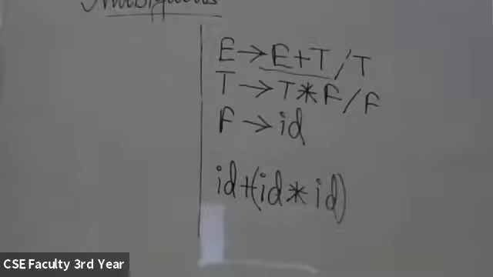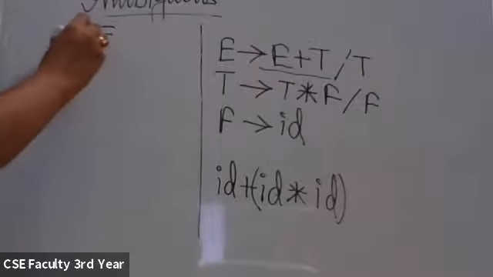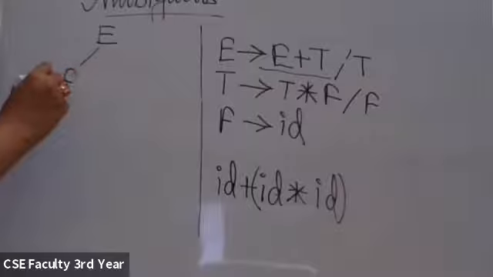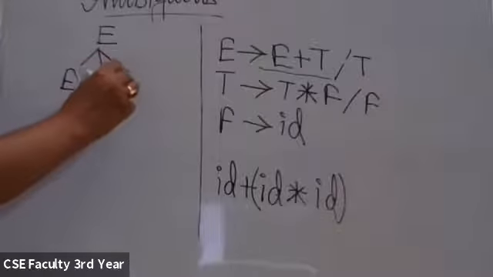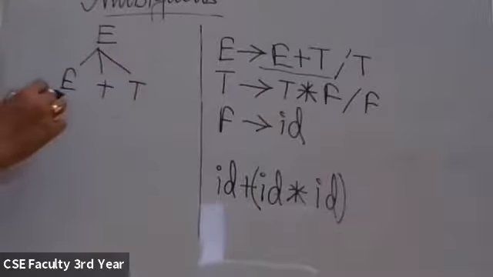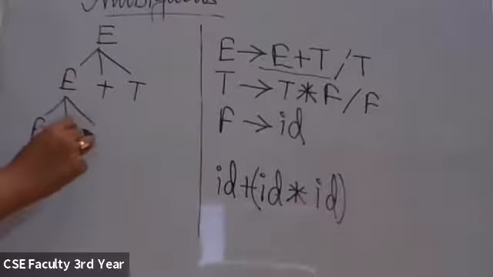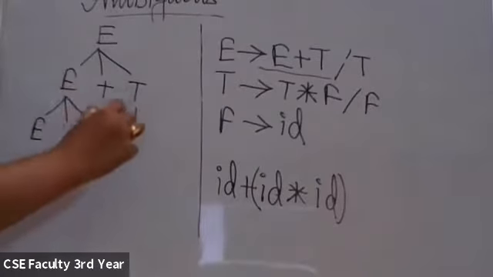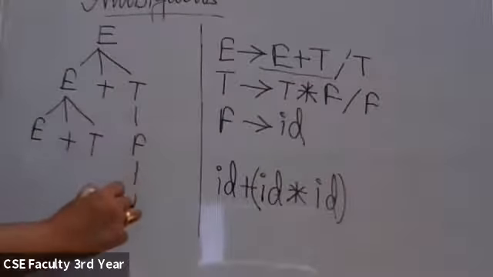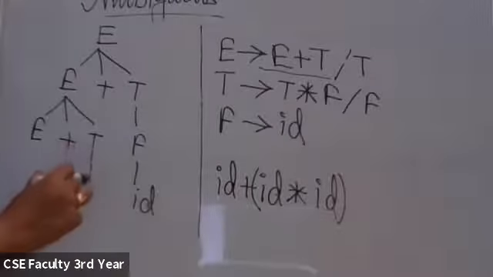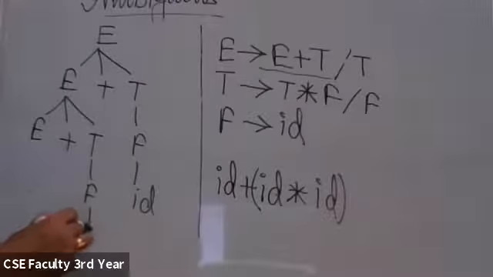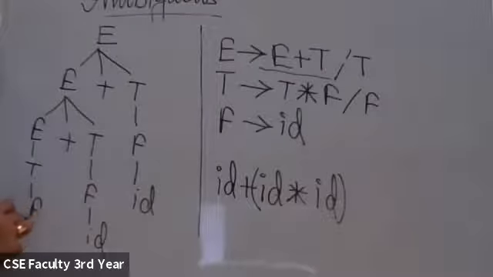Let us see id plus id plus id. What do we get? E derives E plus T. Again, E derives E plus T. T derives F, F derives id. T derives F, F derives id. T derives T, T derives F. F derives id.